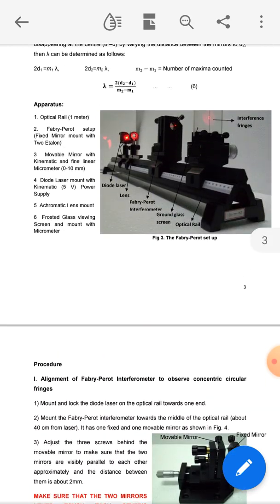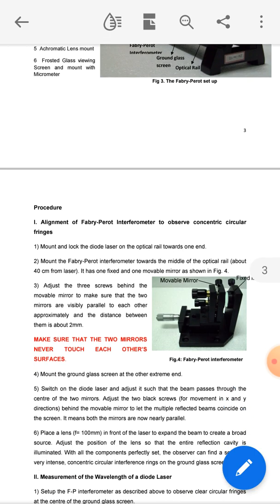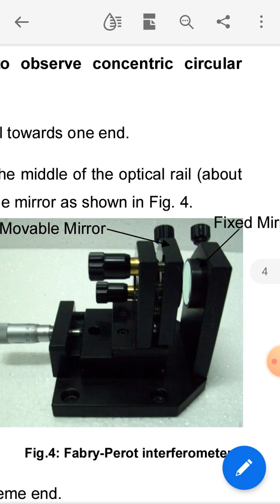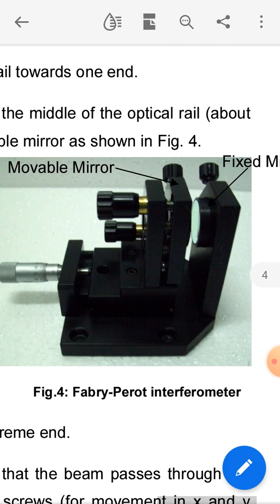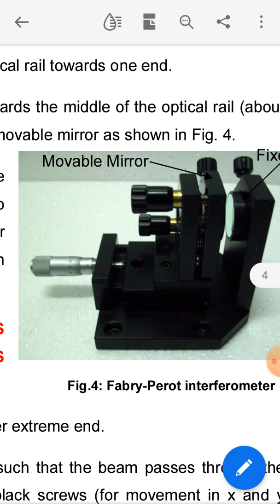What is the Fabry-Perot interferometer and what is the importance of the Fabry-Perot apparatus? Here you can see very easily. This is a Fabry-Perot interferometer. It is very sensitive and it can measure the wavelength of light or the difference between two slits very precisely.